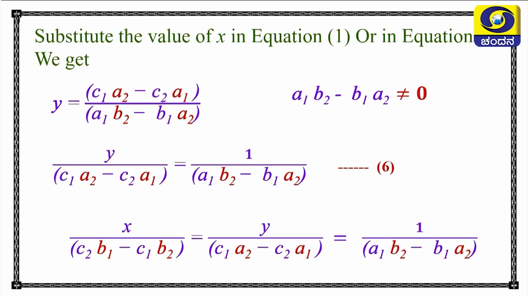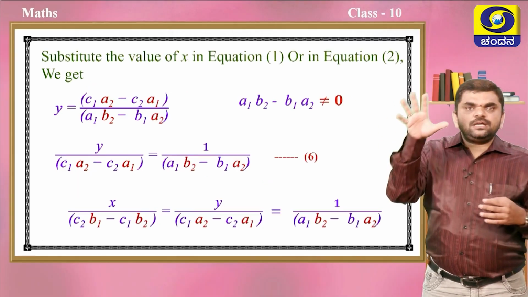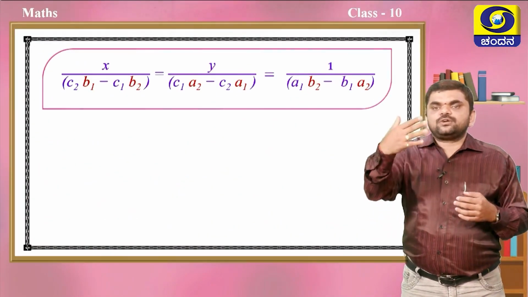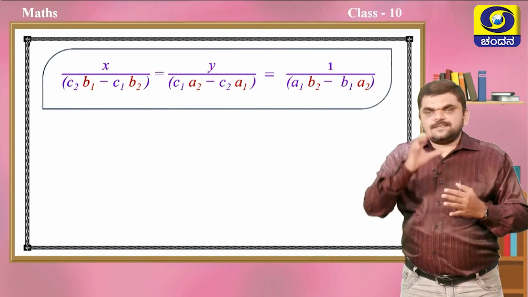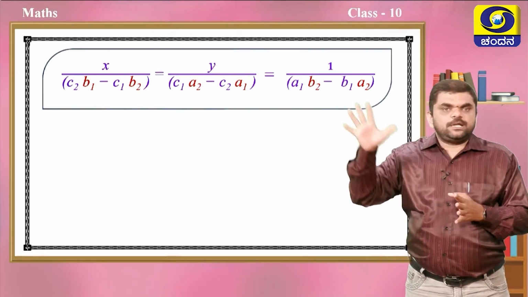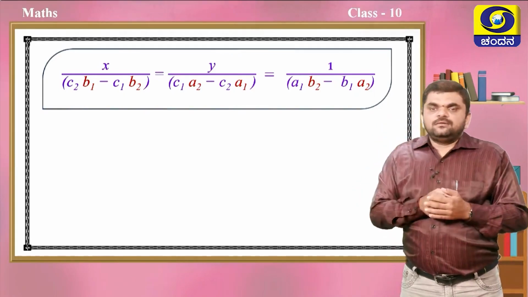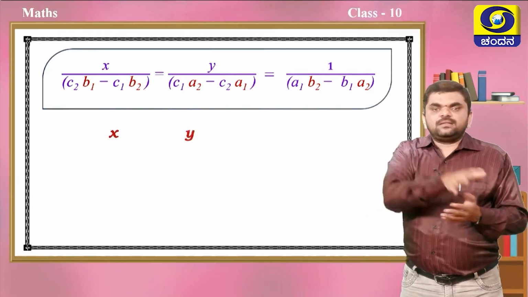Now, the RHS of equation number 5 and the RHS of equation number 6 are both the same. By considering equation number 5 and 6, we will write this as x over c2 b1 minus c1 b2 is equal to y over c1 a2 minus c2 a1 is equal to 1 over a1 b2 minus b1 a2. By substituting these values, we are going to solve the equations, that is, a linear pair of equations. This is the simple formula for the cross multiplication method. In a simple way, we are going to remember this.